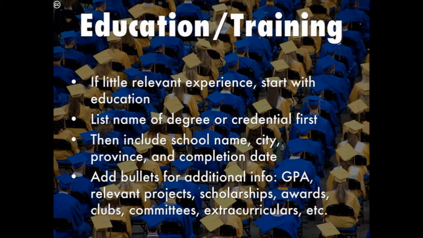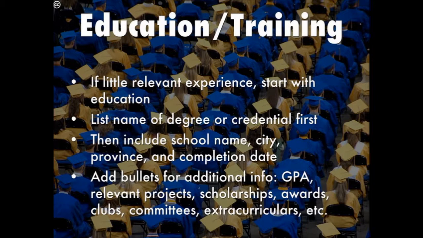You want to start off by listing the name of the degree or credential first, and choose some formatting that allows this information to stand out, like bolding or italics. So this would be things like Bachelor of Science Biochemistry or Bachelor of Fine Arts Music. Next, you want to include the name of the school where you received the credential, the city and province where the school is located, and your completion date.